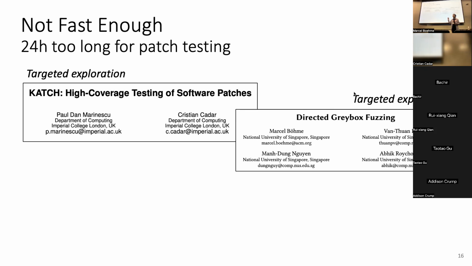our work on KATCH, and the other one in the greybox fuzzing domain, the work on AFLGo from Marcel here and his co-authors. Both of these papers, which are almost a decade old right now, have shown a lot of promise, and that targeted exploration can, of course, work, and it would be wonderful to see more deployments of these techniques.